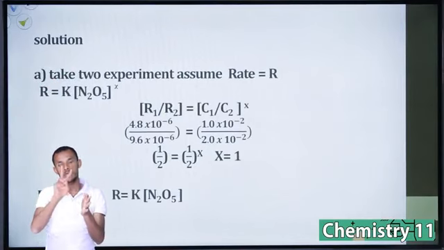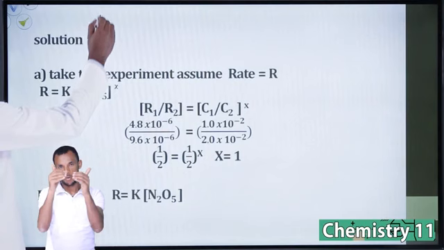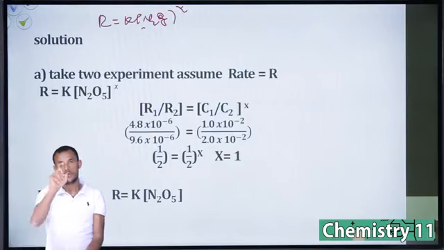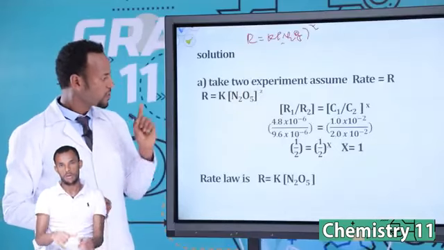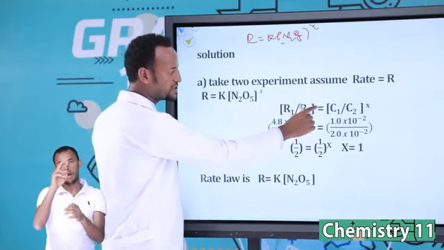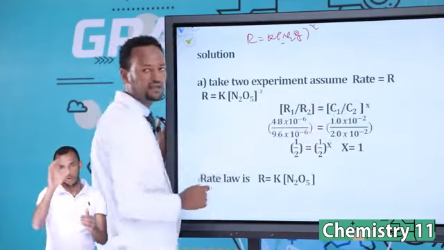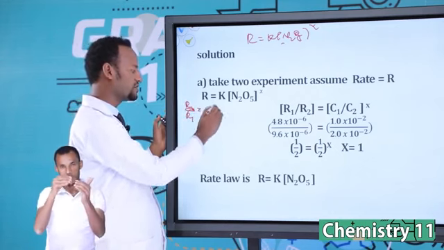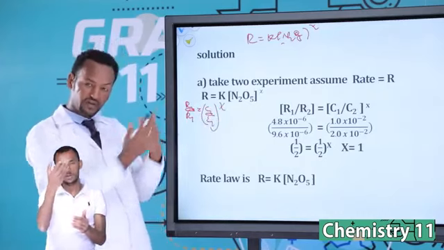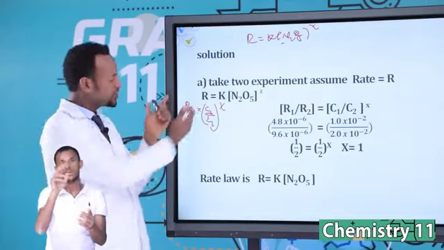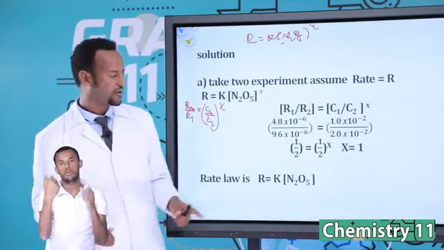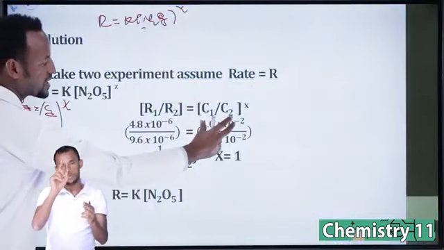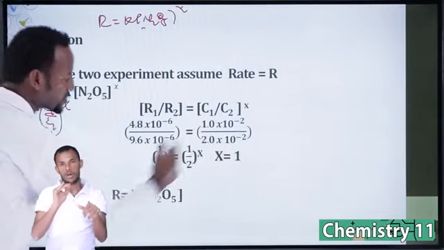Therefore, take 2 experiments. R is equal to K [N2O5] to the power of X. K is constant. For 2 experiments, R1 over R2 is equal to C1 over C2, the power of X. Again, it is possible R2 over R1 is equal to C2 over C1, the power of X. Either way is possible. R1 means rate 1, R2 rate 2. C1 is the concentration of the first one, C2 is the concentration of the second one.